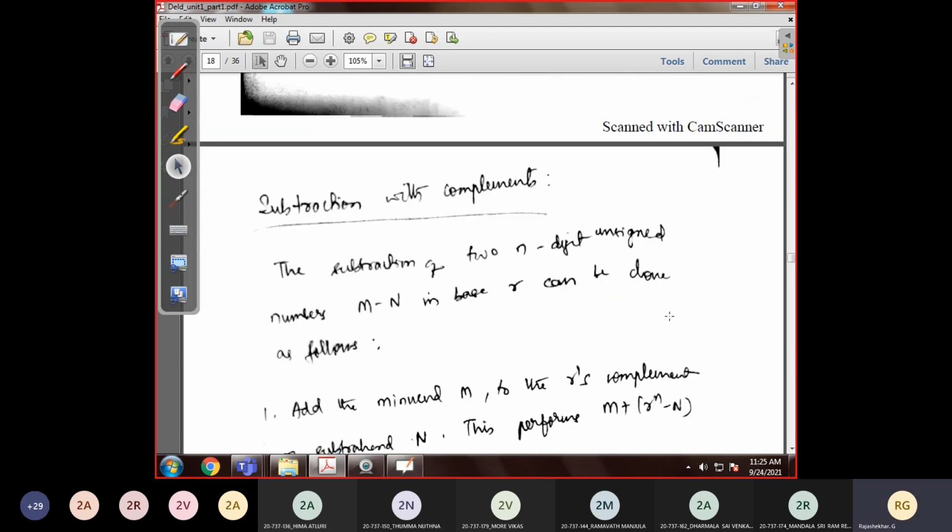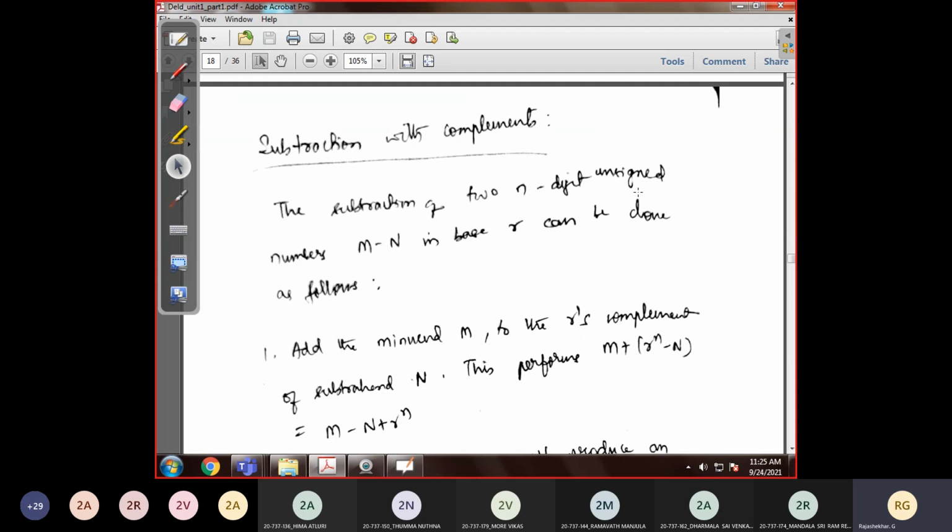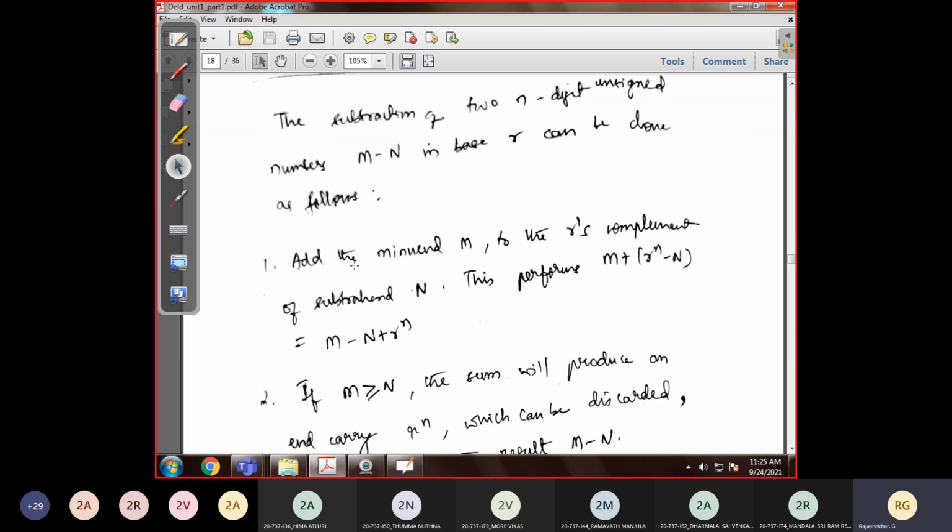Now subtraction with complements. So that is the reason why we have studied how to compute the complements of a given number system. So once we know how to get the complements of a given number system, then we can use that in doing subtraction operation. So the subtraction of 2 n-digit unsigned numbers m and n in base r can be done as follows. So these are the steps in doing subtraction whenever you are using the complements of a number system there. So add the minuend m to the r's complement of the subtrahend.